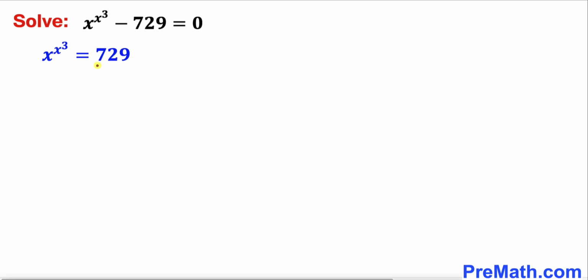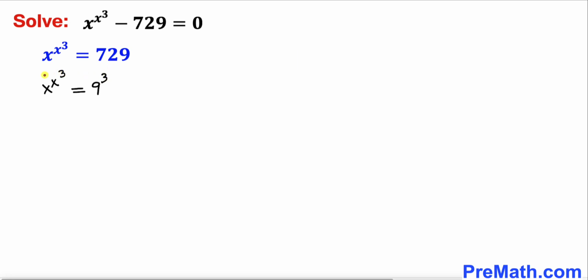And now let's focus on this 729. We can see that 729 could be written as 9 to the power 3. That means we can multiply 9 three times. So therefore, this equation could be written as x to the power x to the power 3, and then to the power 3, equals 9 to the power 3.